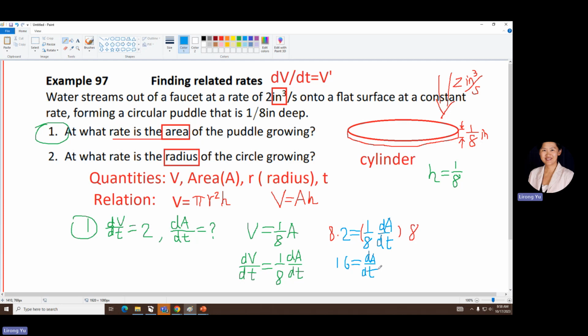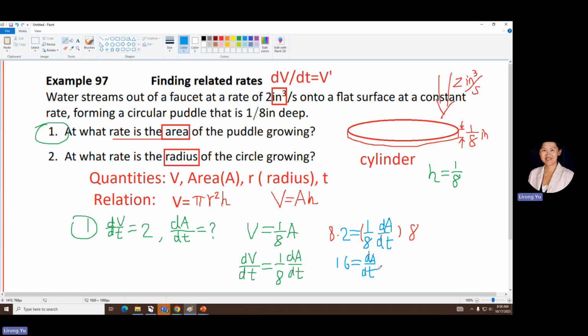the volume formula for a cylinder. If you search up the volume for a cylinder, V equals pi r squared times H. In the question, it did mention the area of the puddle, which is really pi r squared. So volume equals area times the height, or volume equals pi r squared times the height. These are the two relations. This equation connects the volume with the radius. This equation, V equals A times H, connects the volume with the area. That's why I'm using this one for question 1.